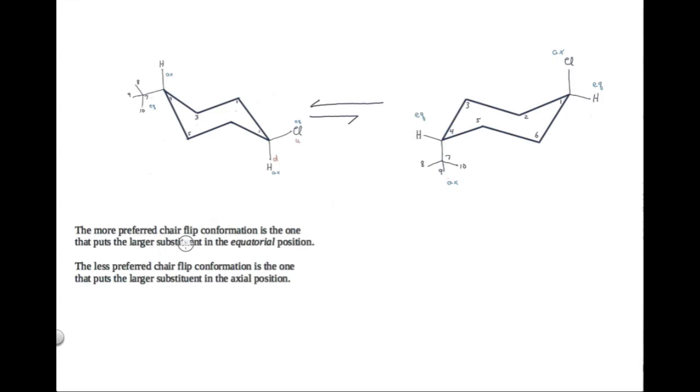Why is it better to put the larger substituent in the equatorial position? Because the larger substituent will experience less steric hindrance in the equatorial position. There's less steric hindrance from the other substituents when the large substituent is in the equatorial position rather than the axial. That's probably not obvious from these pictures, and I'm not going to try to demonstrate it. We'll just memorize that the equatorial position has less steric hindrance and is preferred for the larger substituent.